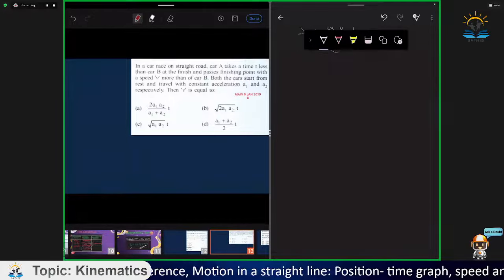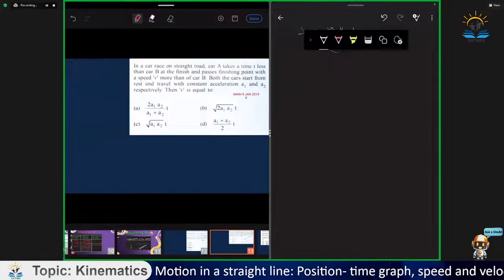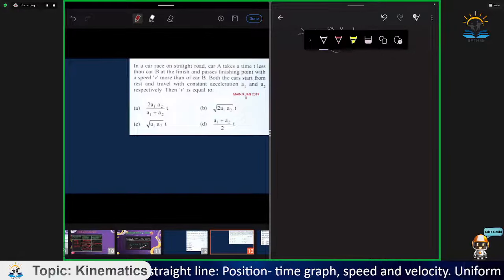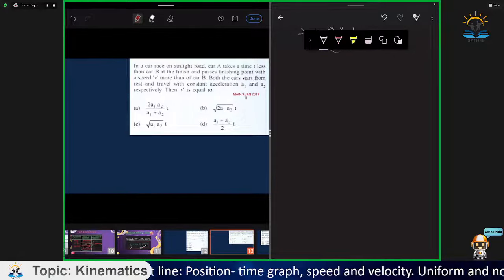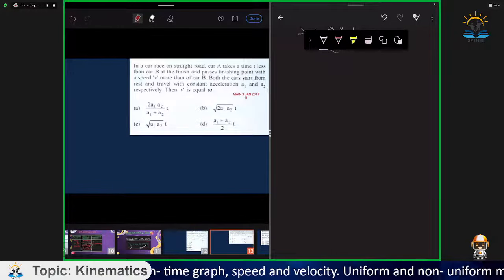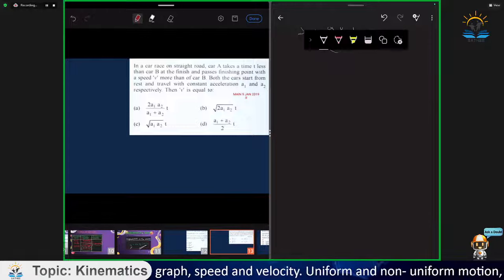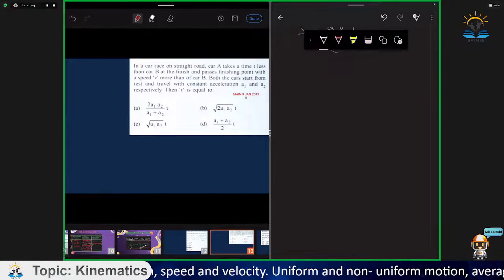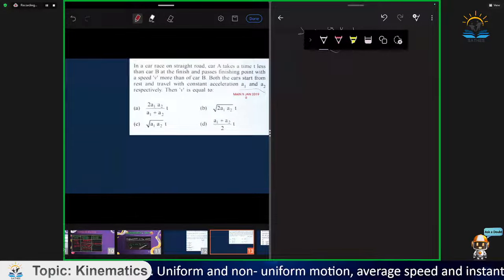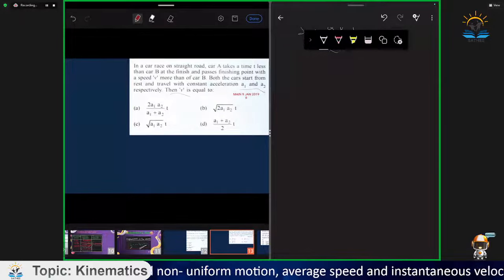This is our next question. In a car race on a straight road, car A takes a time T less than car B at the finish and passes the finishing point with speed V more than that of car B. Both the cars start from rest and travel with constant acceleration A1, A2 respectively. Then we have to find out the velocity V. Again, very simple. Okay, we can start like this.